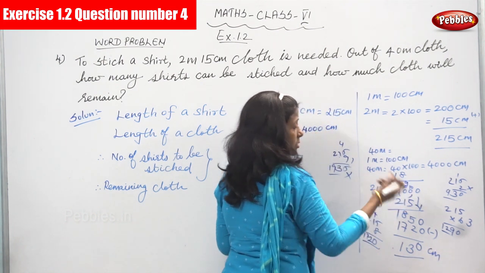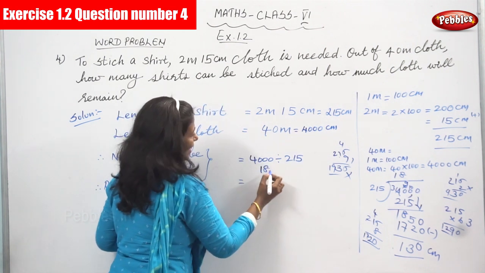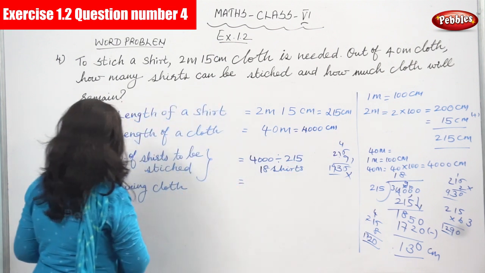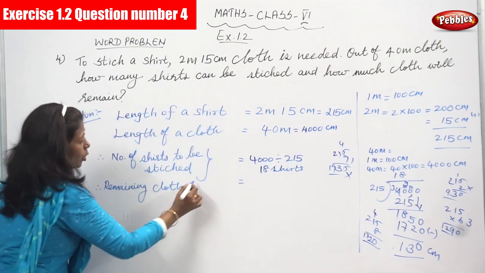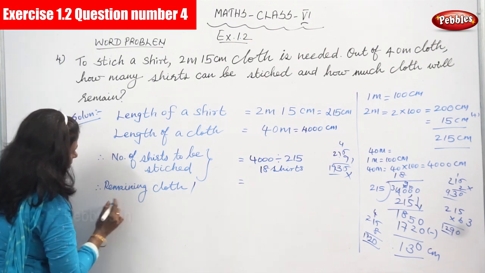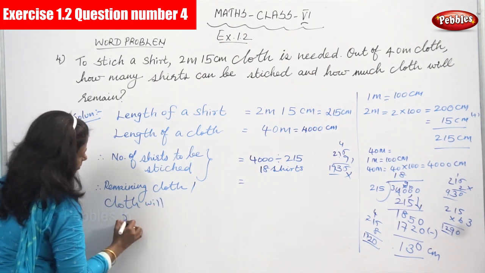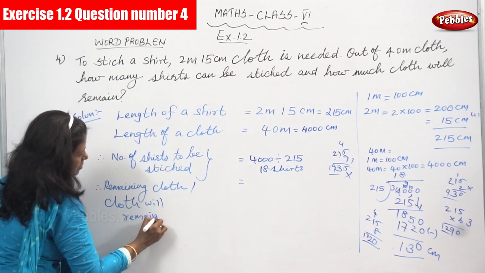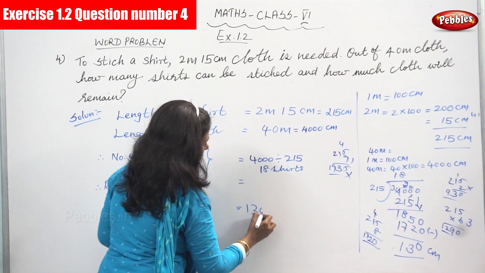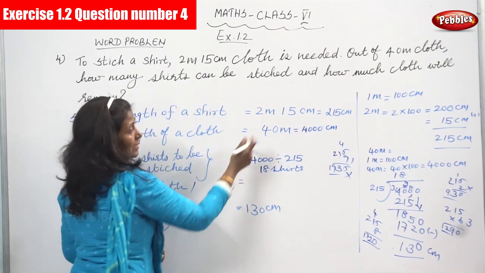How many shirts are to be stitched? That is nothing but 18 shirts. How many shirts? 18 shirts. It's the right answer. So the remaining cloth, otherwise we can write one more, cloth will remain, that is what? 130 centimeter. So this is the single unit, so you have to convert like this.